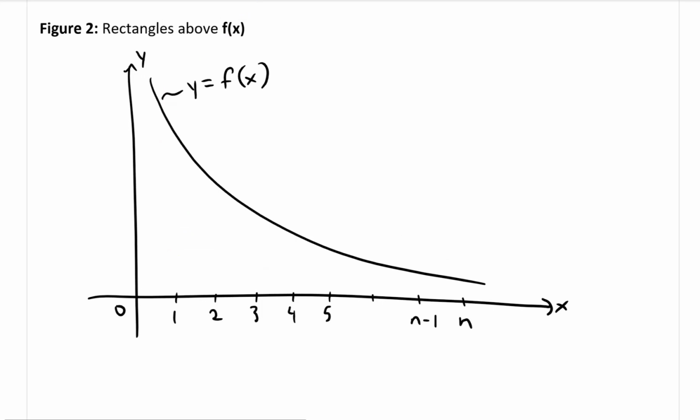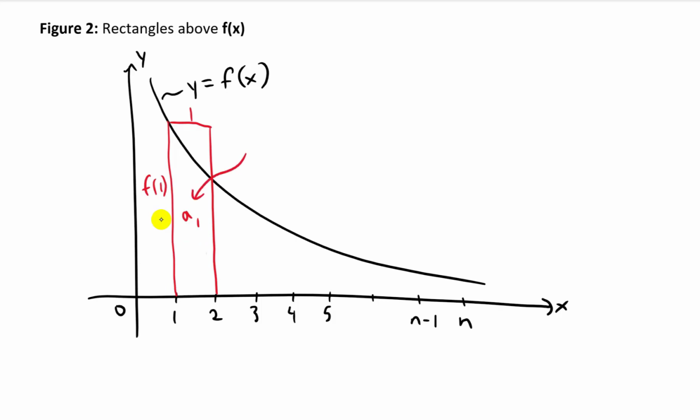Let's draw this in red now. I'm going to draw the rectangle above f of x, going across like that. This is our A1 now, because we're using the left side here. Remember, the height of this is just f of 1, and the width is 1. So the area is f of 1 times 1, which just equals f of 1. A1 equals f of 1.